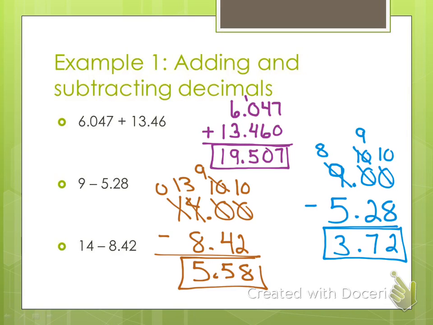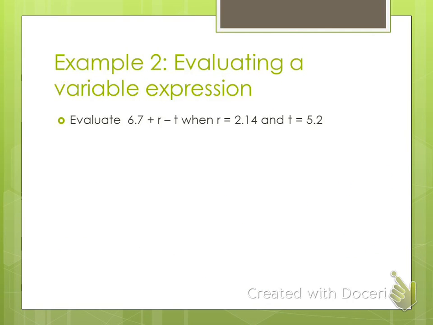Now in example 2, I'm substituting the value for the variable and evaluating. But I have more than one operation here. I have addition and I have subtraction. So order of operations says I add and subtract left to right, right?